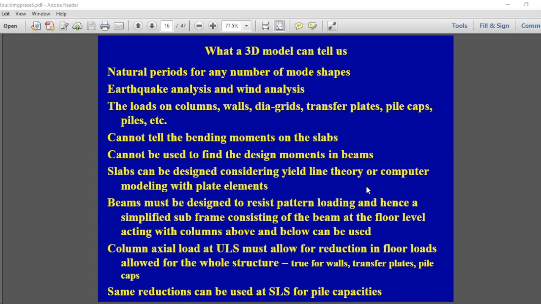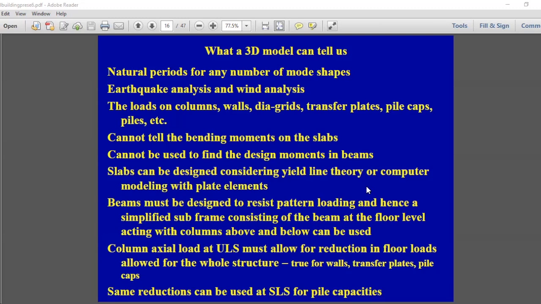And when you have a 3D model, you can perform the structural analysis for lateral loads, that is earthquake analysis and wind analysis. Once you perform the earthquake analysis and wind analysis, and all the vertical loads are also applied, then you can find the loads on the columns, loads on walls, loads on diagrids, transfer plates, pile caps, piles, all can be found by using the 3D model. The reason is any vertical load due to the permanent loads and also the vertical loads due to lateral loads will all be represented properly in the 3D model.